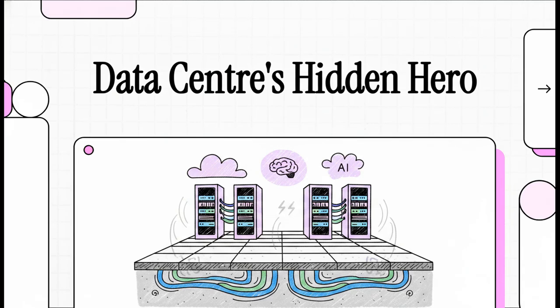Let's jump right into it. Welcome to this explainer. Today, we're zooming in on a totally unexpected star of our modern infrastructure. When we think about the internet or cloud computing or AI, we usually picture those blinking server racks and massive fiber optic cables, right? But today, we're actually looking down. We're going to explore the hidden hero beneath our entire digital world, the static dissipative raised access floor.